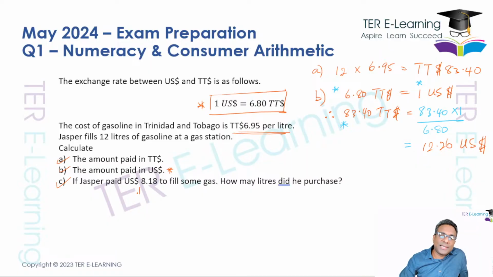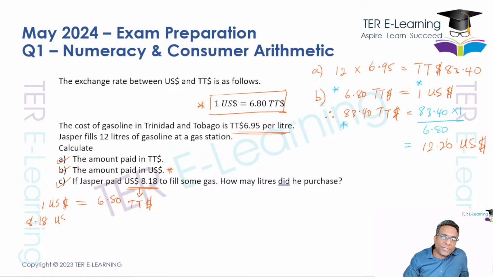So if I had to do a question like this, what I would do first is figure out how many TT dollars this $8.18 is. Now again, when you're doing a currency conversion, write your statement in such a way so that the answer, what you're trying to figure out, is on the right hand side. So if you want to convert this to TT dollars, you're going to write your statement like this: 1 US dollar is equal to $6.80 TT dollars. So let's work out $8.18.